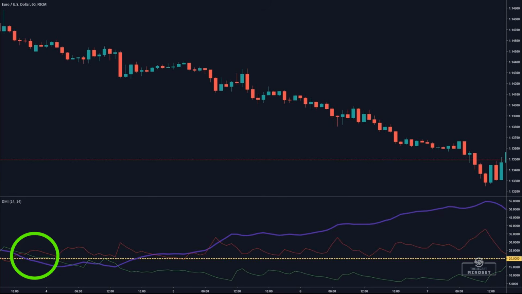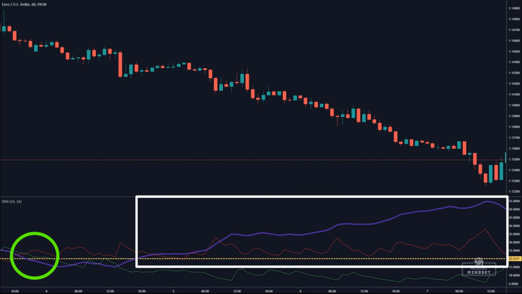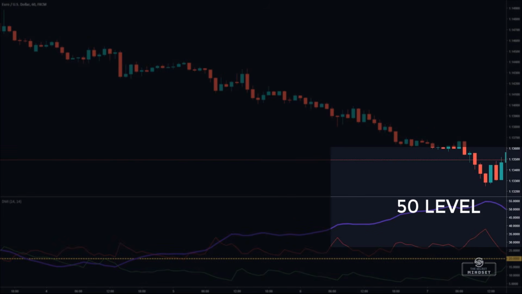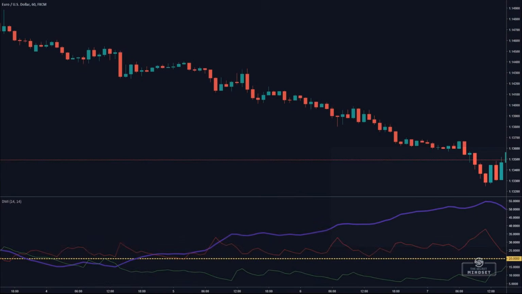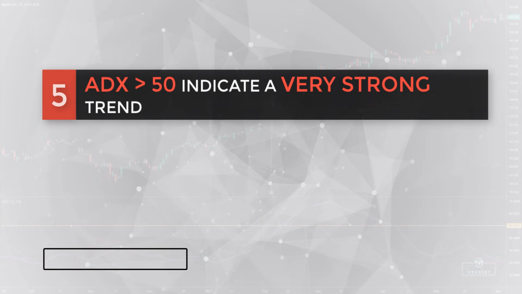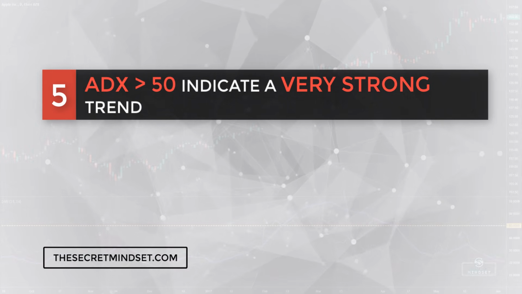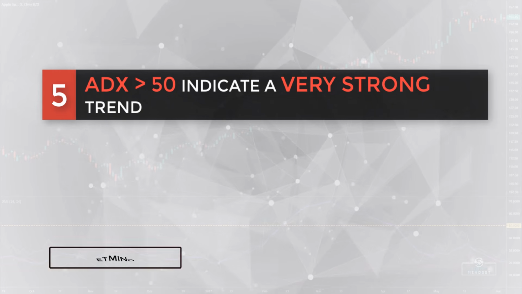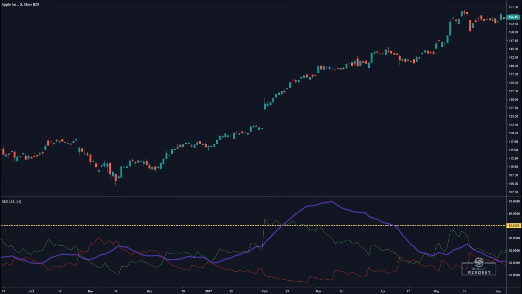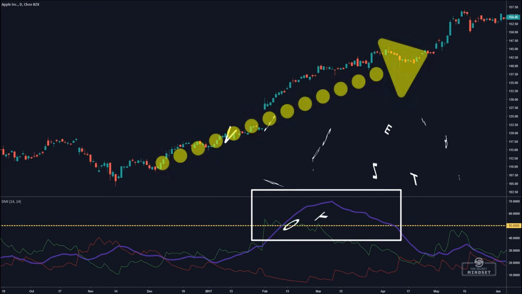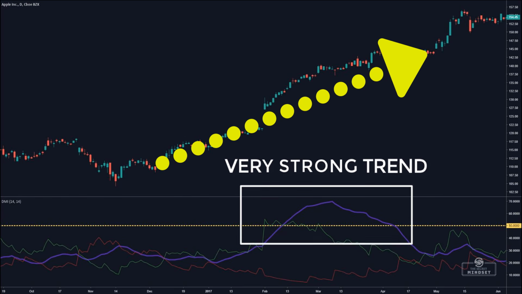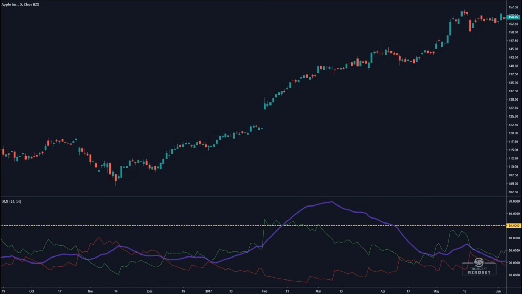The bears are in complete control of the market as the negative directional movement indicator is above the positive directional movement indicator and the ADX line rose to the 50 threshold, which leads us to the final interpretation of the ADX. Values over 50 of the ADX indicate a very strong trend. Check out this chart. Look at the ADX line hitting the 50 level. This implies a very strong bull rally. These movements are rare, but they do happen.